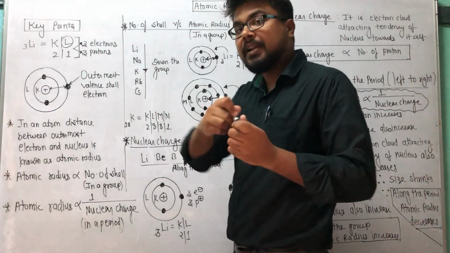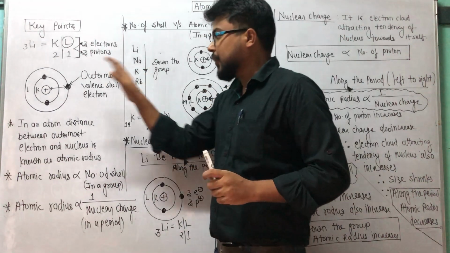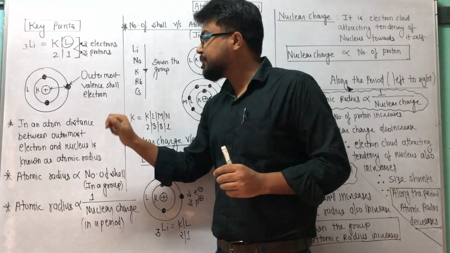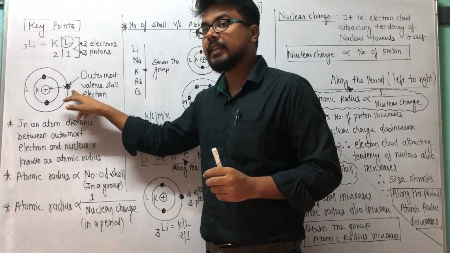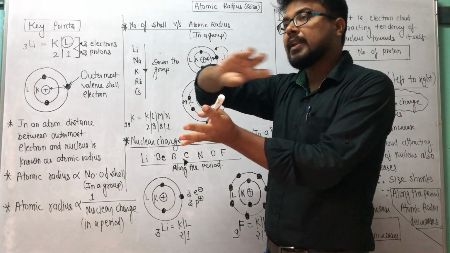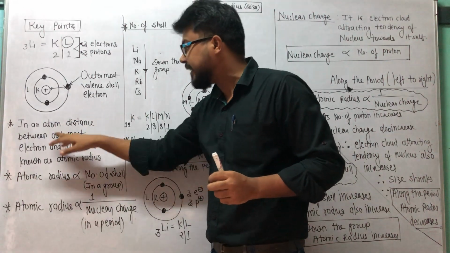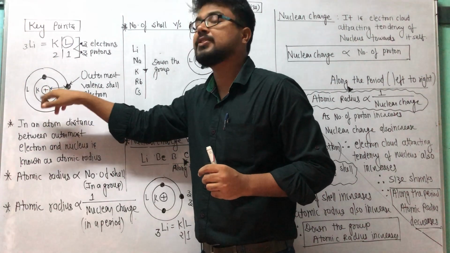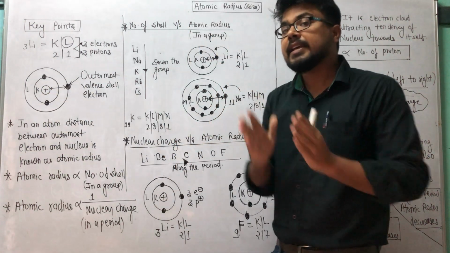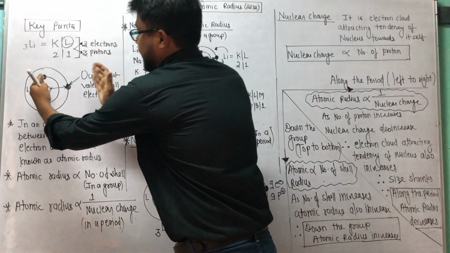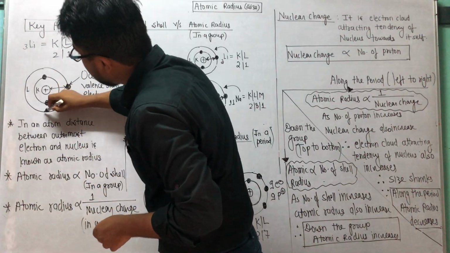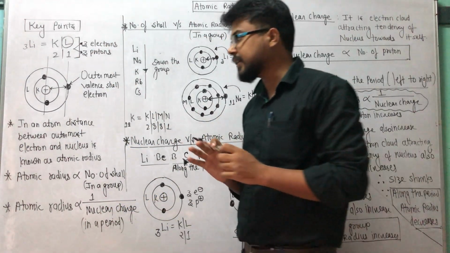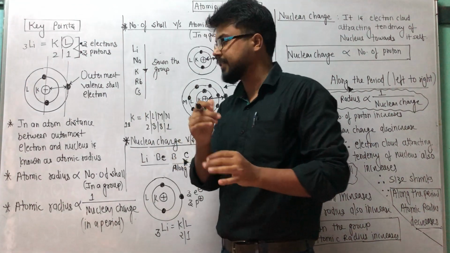So how will I define atomic radius? In that particular atom, the distance between the outermost valence shell electron, the electron very far from the nucleus, and the nucleus, that is the center of the atom, is known as atomic radius. The distance from here to here is the atomic radius, correct? Just like the radius of a circle, nothing else.